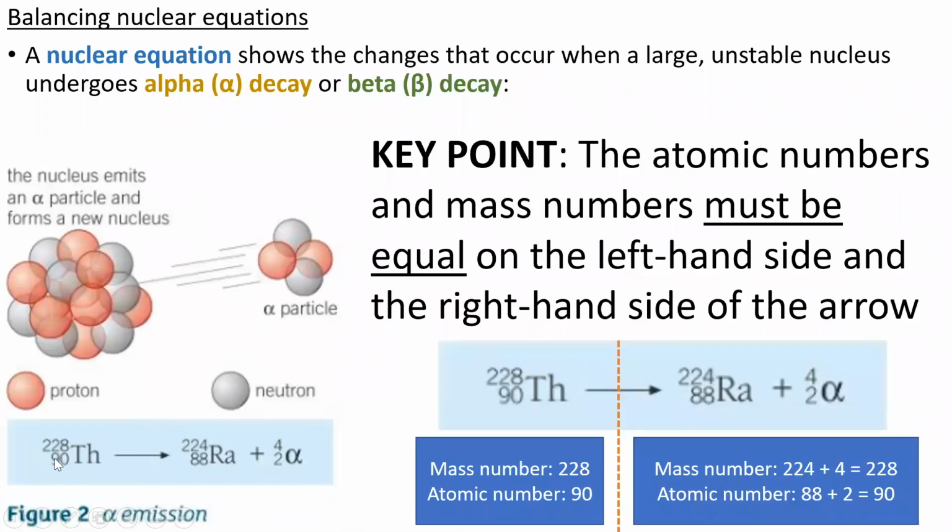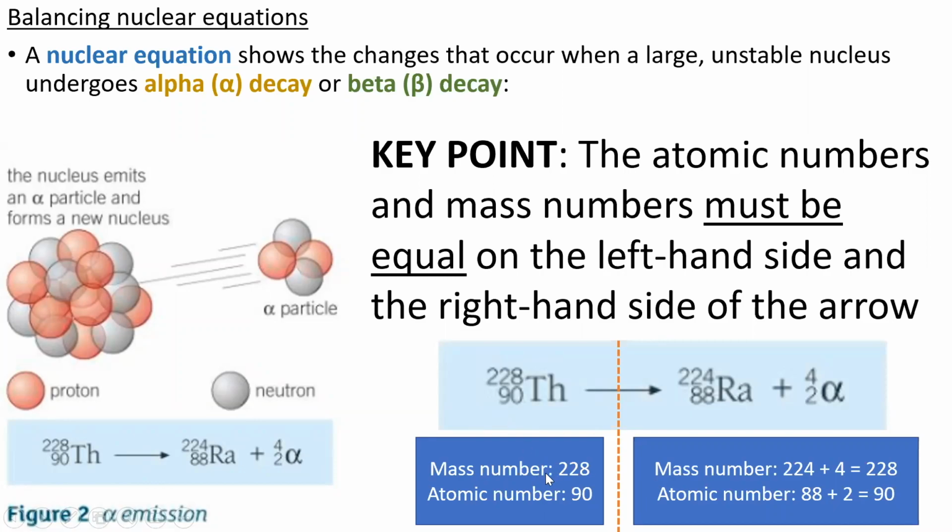So thorium decays by firing out an alpha particle to radium 224, and radium's got 88 as its atomic number, 224 is its mass, and an alpha particle. That's an example of an alpha decay. All that you have to do is make sure both sides add up to the same thing. That's all you're really saying.